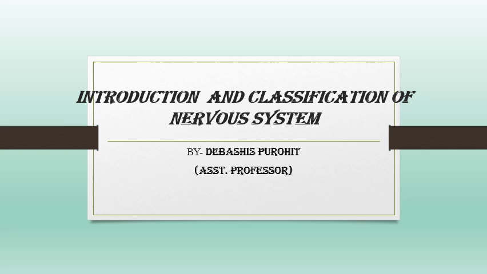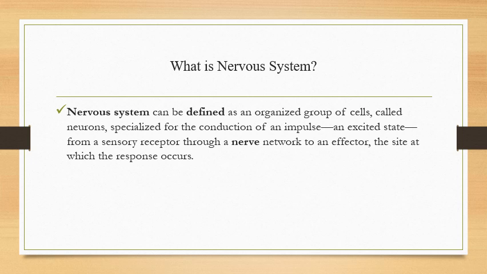So first you need to know what the nervous system is. It is an organized group of cells called neurons that are specialized for conducting impulses in an excited state from sensory receptors through a nerve network or nervous tissue network to an effector, at the site of which it can give the response.